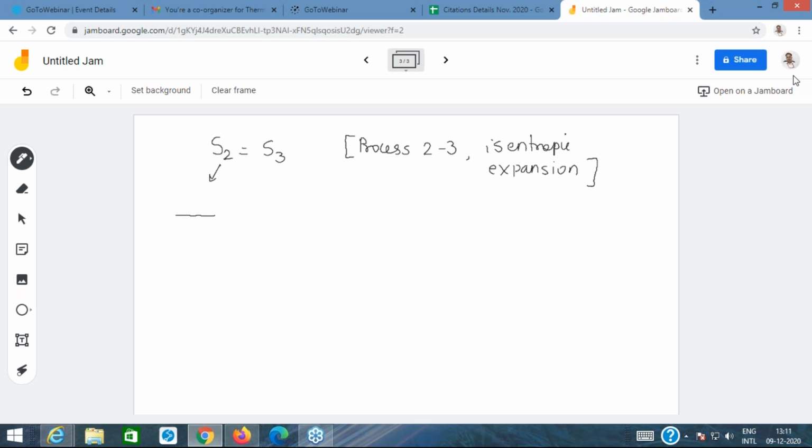What is the state of the steam at 2? Yuraj? It is not liquid, it is superheated. Okay, so Sharwari is right, Neha, Yuraj are right, Pranav is right. It is superheated steam. Okay, and what is the pressure of the steam at 2?